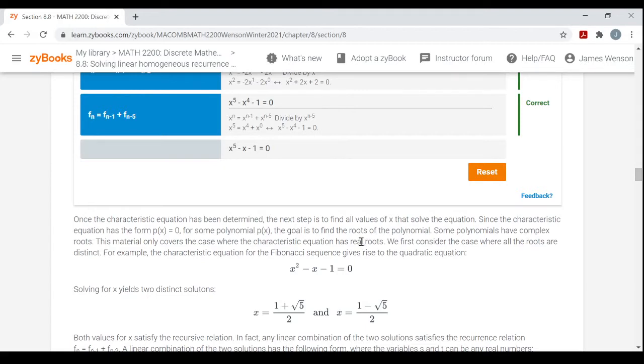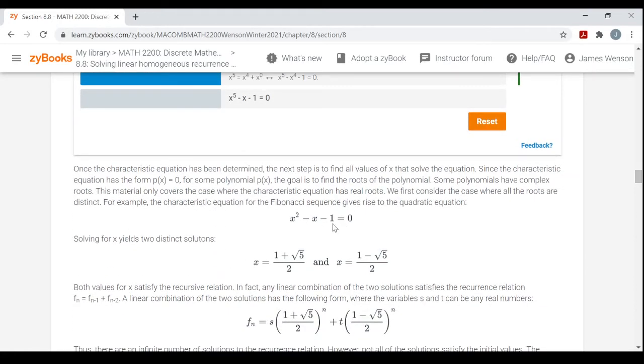So we first consider the case where all the roots are different, where every root is distinct. Hopefully you remember back to a pre-calc or algebra class. This means that the first case is we're going to look at the case where every single root, every single solution, has a multiplicity of 1. It shows up one time, has one factor that makes it 0.